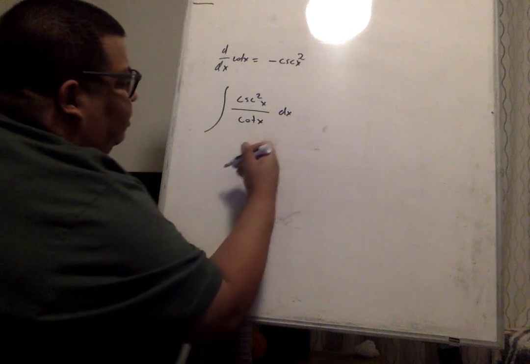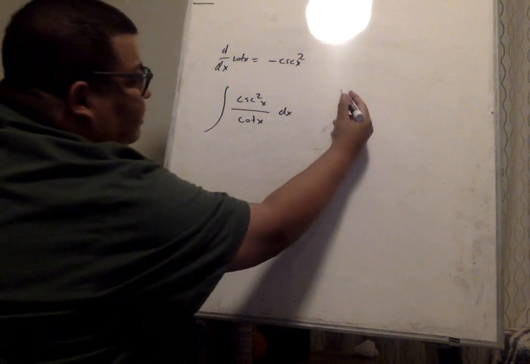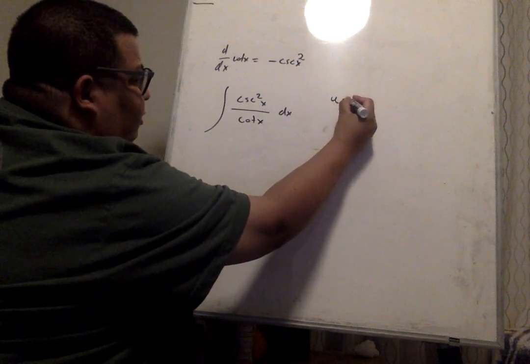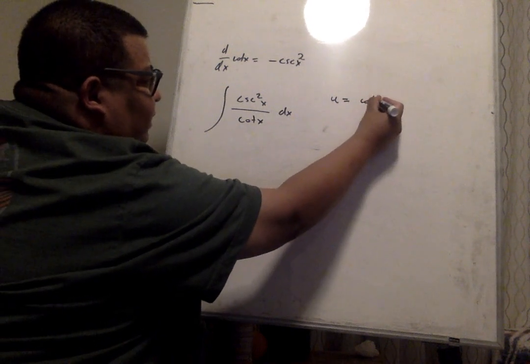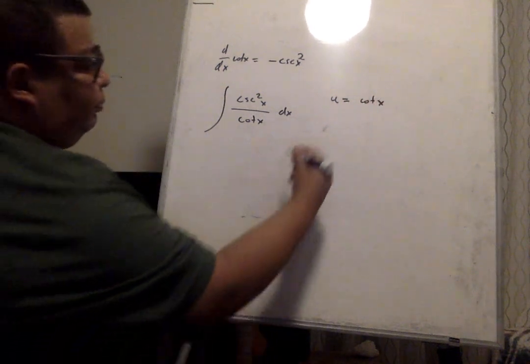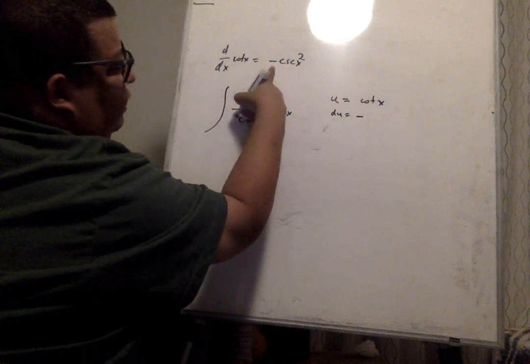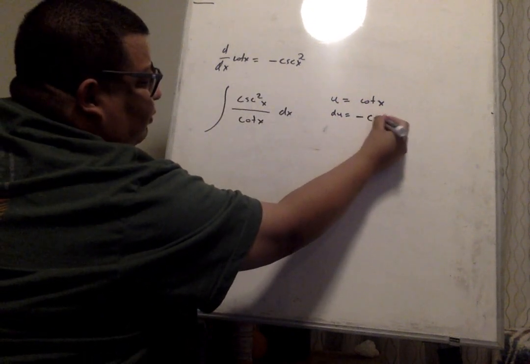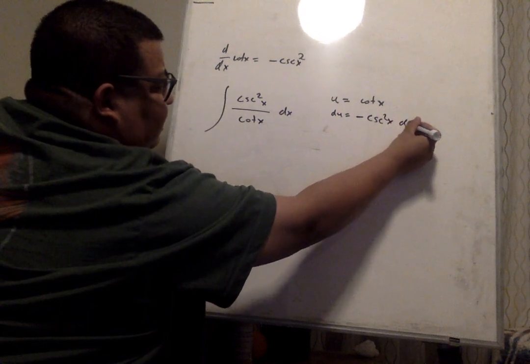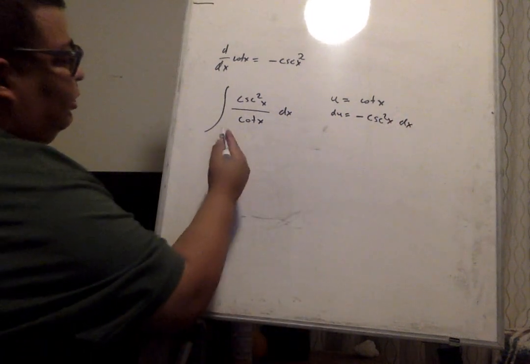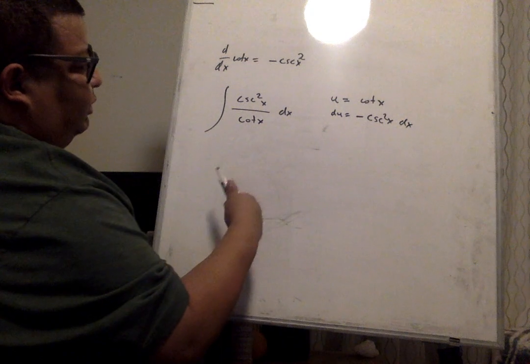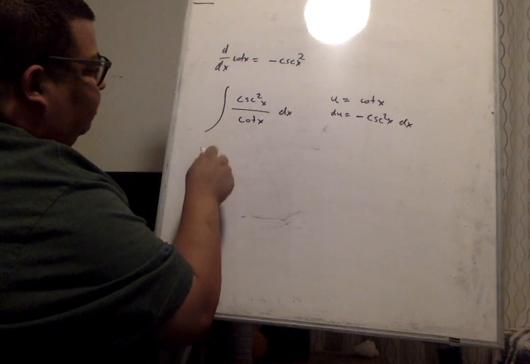The substitution that we're going to do is as follows. You let u equal cotangent x. Then du is equal to negative cosecant squared x dx.